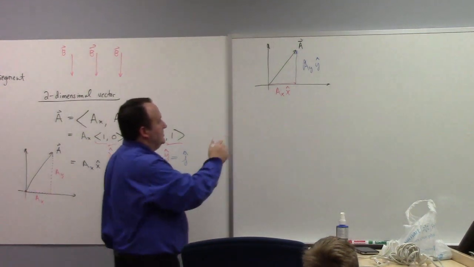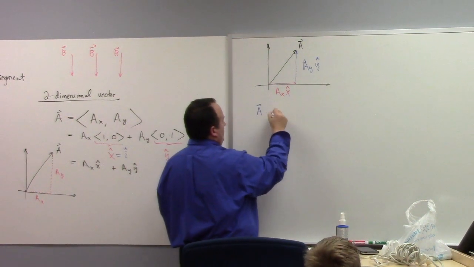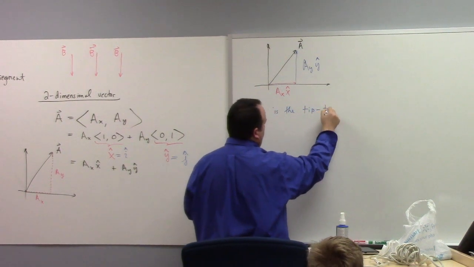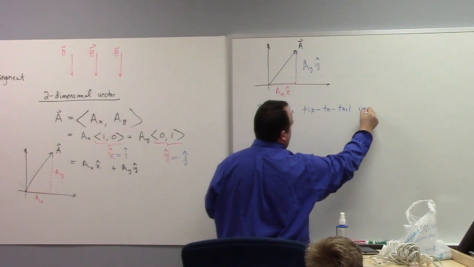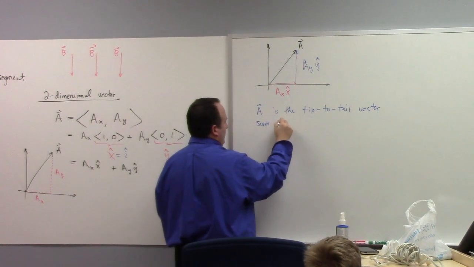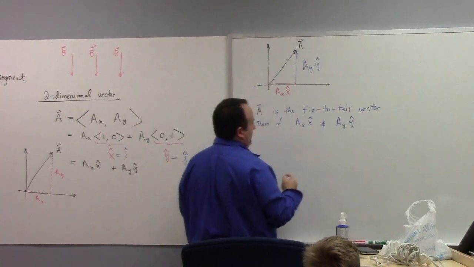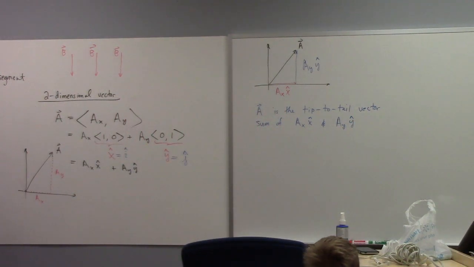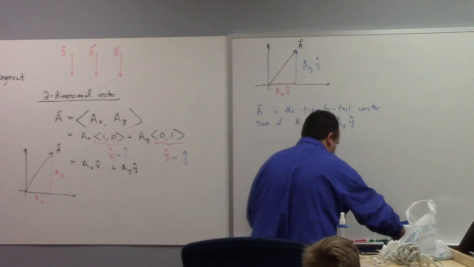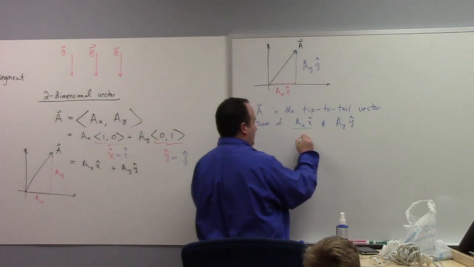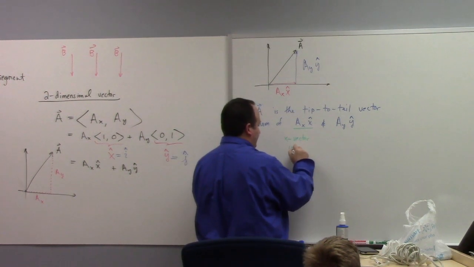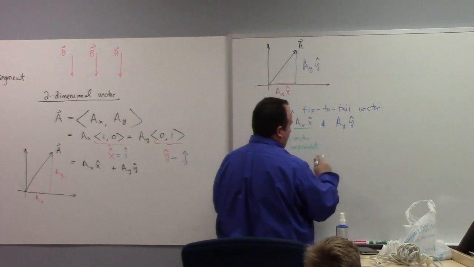And so what we're seeing is that A is the tip-to-tail vector sum of AX X hat and AY Y hat. Some language: we say that AX and AY are respectively the scalar components of the vector A. Those are scalar components. These guys here are what are known as the vector components. So this is the x vector component, and likewise for the y.